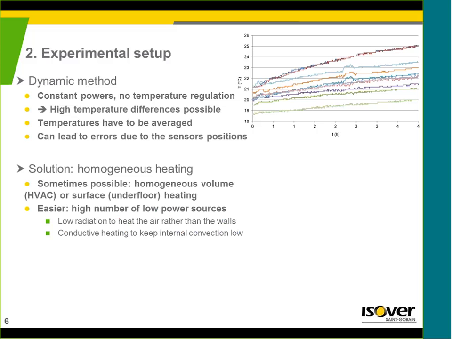And we try to use, instead of a few sources of high power, a high number of low power sources. At best, we use low radiation to heat the air rather than the walls, to be close to what the U value of the building is. And we try to keep the conductive heating low, so that it's also a difference with co-heating tests. We try not to mix the air, so as not to have too much internal convection.